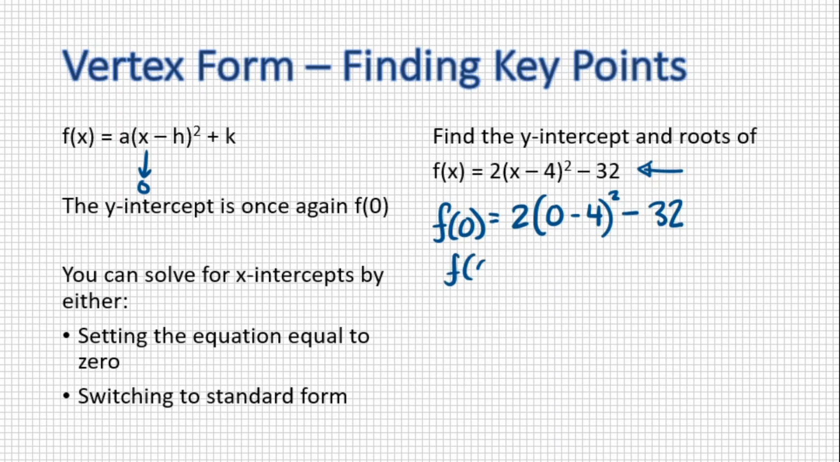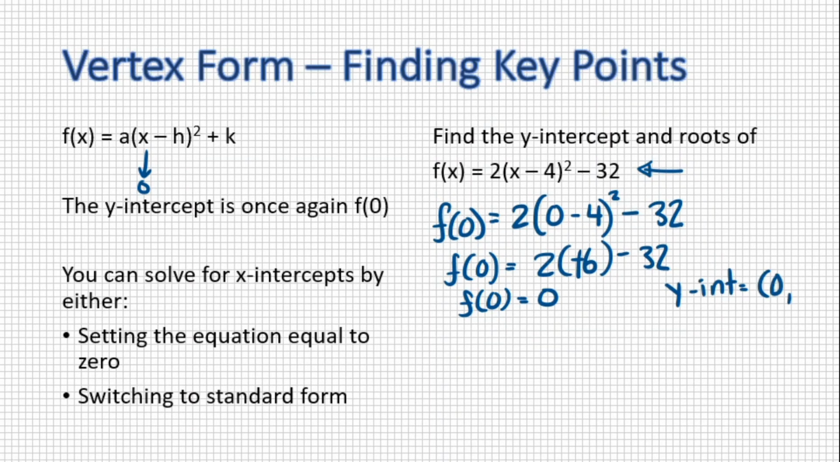And we're going to get 2 times -4 squared, which is 16, minus 32. And we're going to end up at 0. So our y-intercept is (0, 0). That kind of tells me something about one of the x-intercepts or the roots, but let's do the math instead.